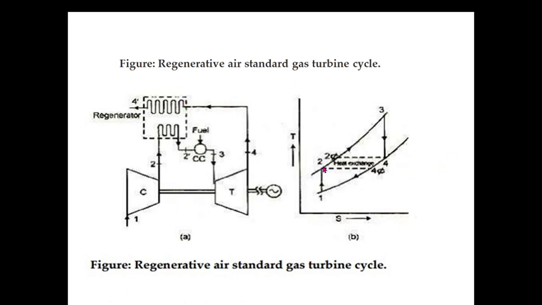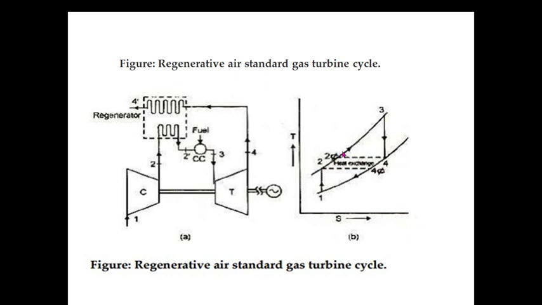Here you can see process 1 to 2 on this TS diagram. This is the process of compression, and after this compression, process 2 to 3 is combustion. But before entering point 2 dash, inside the heat exchanger, the temperature and entropy of these gases go on increasing.